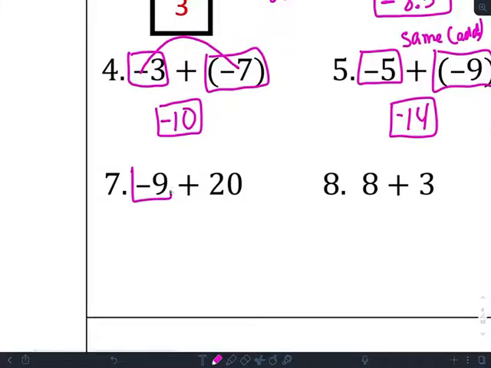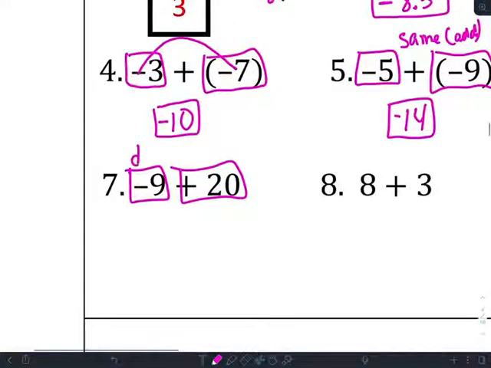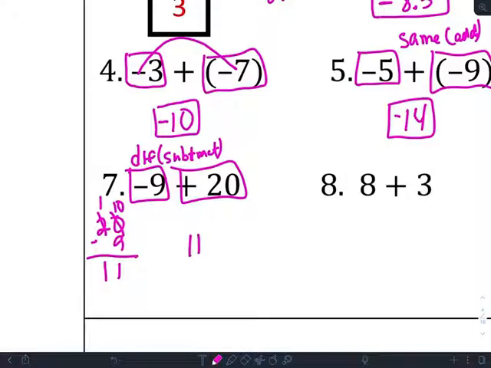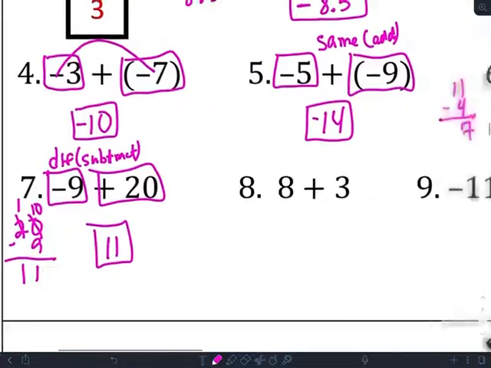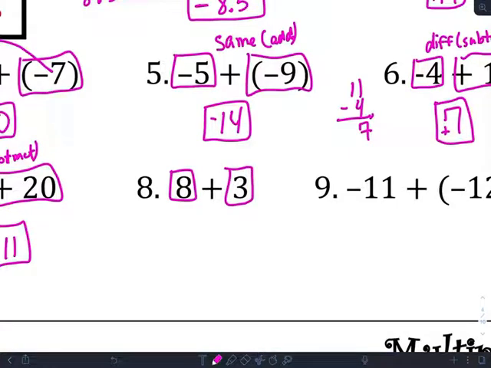Number 7. Same signs or different signs? Different signs means to subtract and keep the sign of the greatest absolute value, which in this case would be positive 20, or plus 20. Okay, so therefore we're going to do 20 minus 9, which ends up giving me 11. That's positive 11. Not negative, because 9 is not greater than 20. Number 8. Same signs or different signs? Same. We're going to just add 11 and keep the sign. In this case, it's positive.